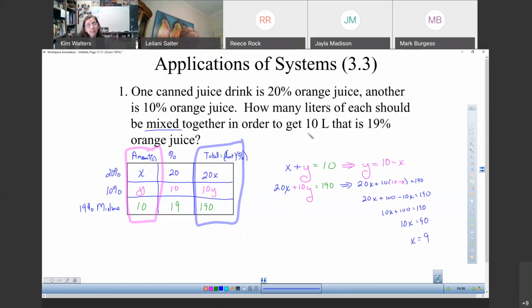Well, it's a good thing it wasn't more than 10 because I would have been in trouble, okay? So be careful because x is going to represent the amount of my 20% solution. So what this tells me then is that I need 9 liters of the 20% juice drink.